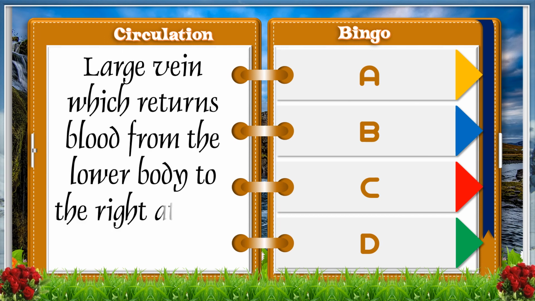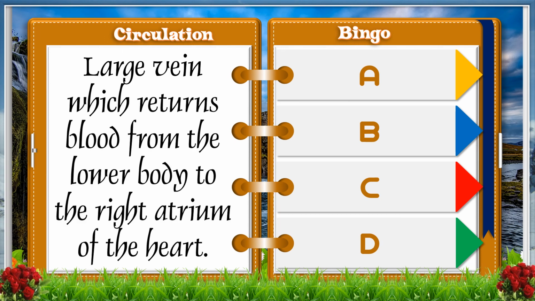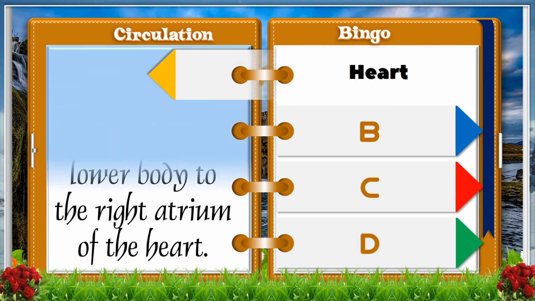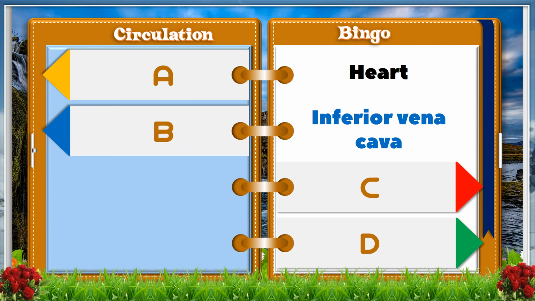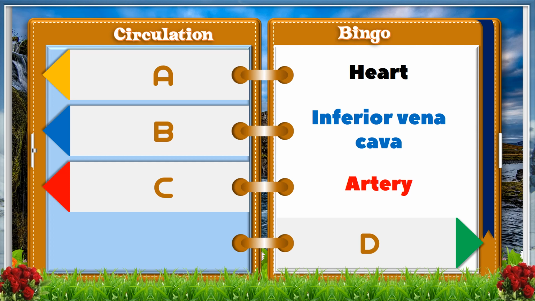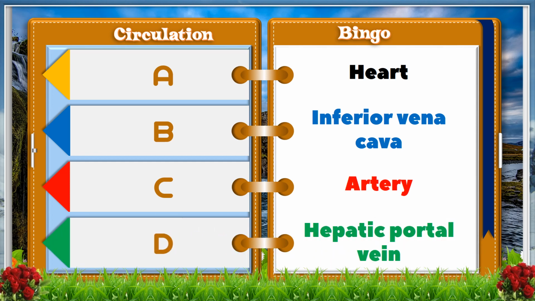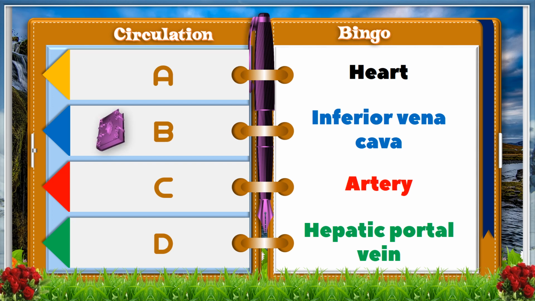Large vein which returns blood from the lower body to the right atrium of the heart. A. Heart. B. Inferior vena cava. C. Arteriole. D. Hepatic portal vein. And the answer is B. Inferior vena cava.